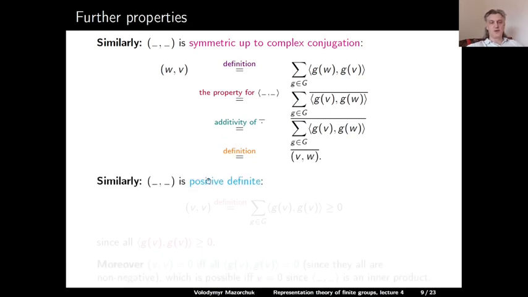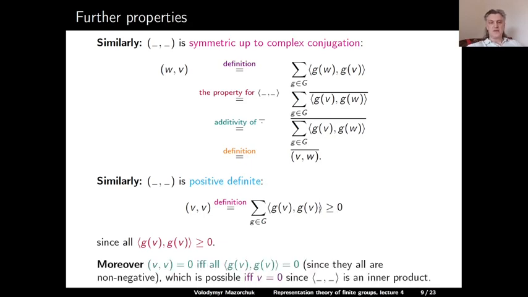Similarly, we show that the new inner product is positive definite. For any element v in V, the new inner product of v with itself is a sum over all g in G of the old inner product of g of v and g of v. So here each summand is a non-negative real number, so the outcome is a non-negative real number. At the same time, this sum is zero if and only if each summand is zero, and each summand is zero if and only if v is zero. So this completes the proof that the new inner product is actually an inner product.